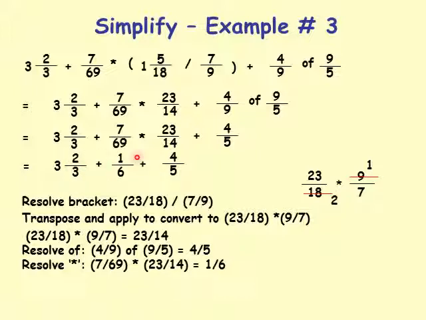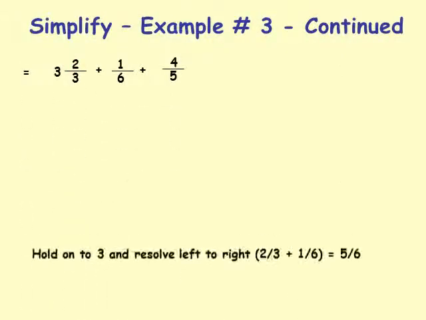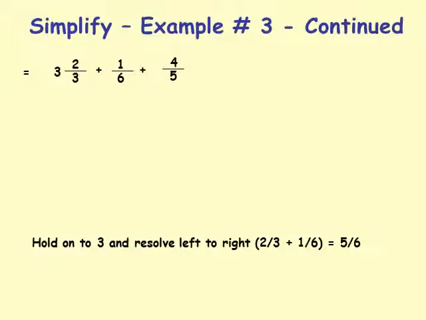Okay, now we start adding them together, left to right. Hold on to 3 though. So this is what we have, and we're going to hold on to 3 and resolve left to right. 2/3 plus 1/6. So 2/3 plus 1/6 is 5 over 6. So we get 3 plus 5 over 6 plus 4 over 5.